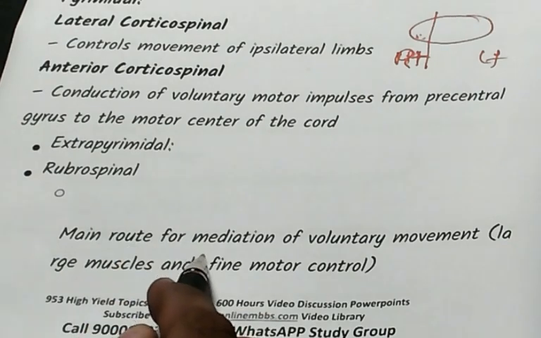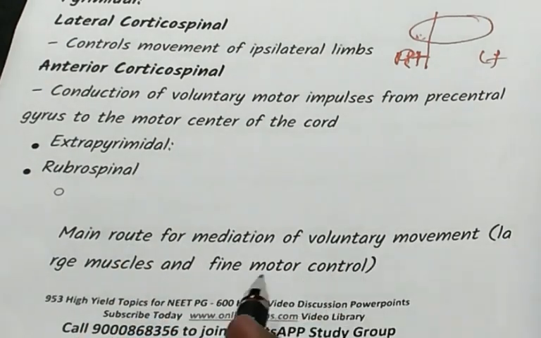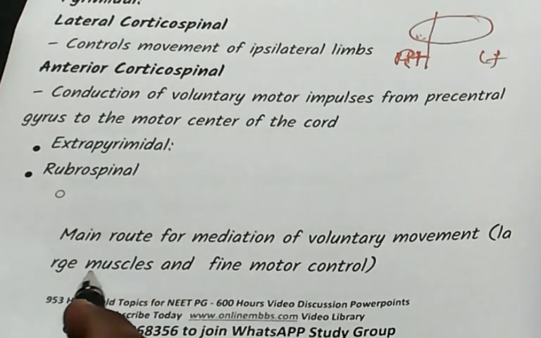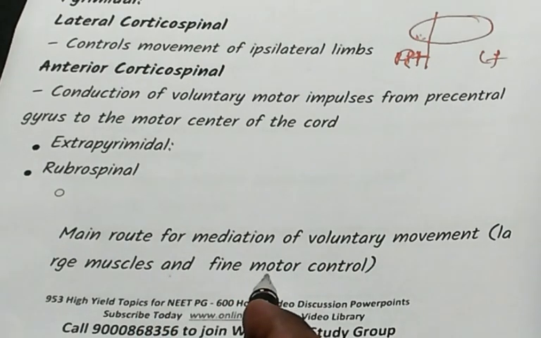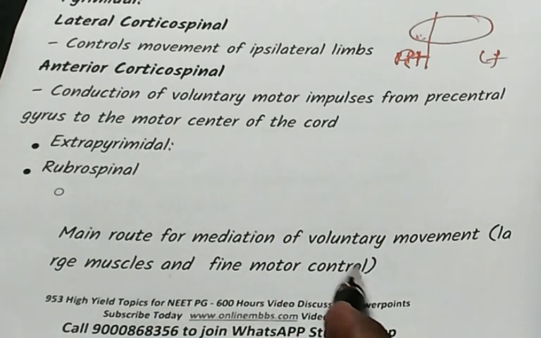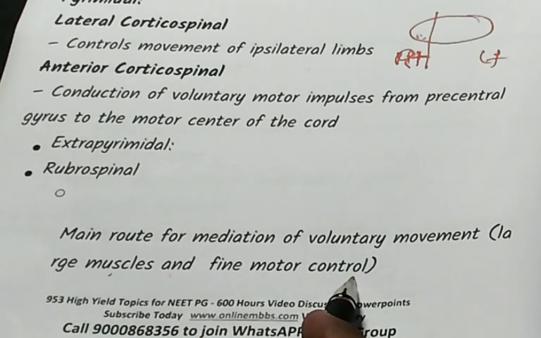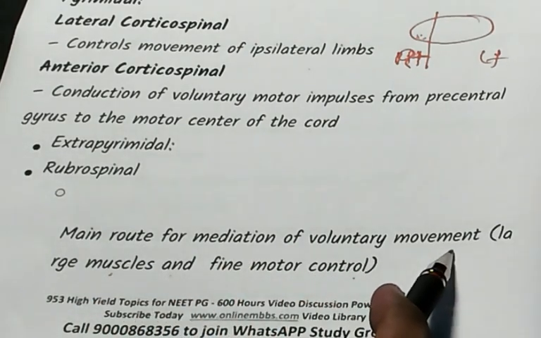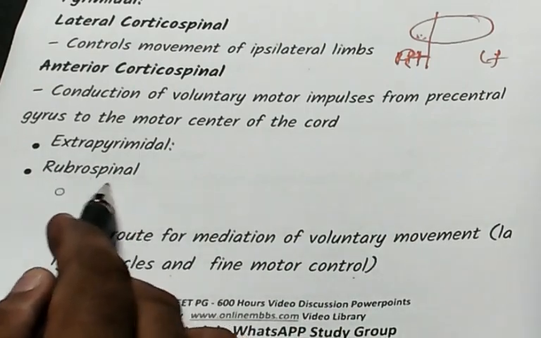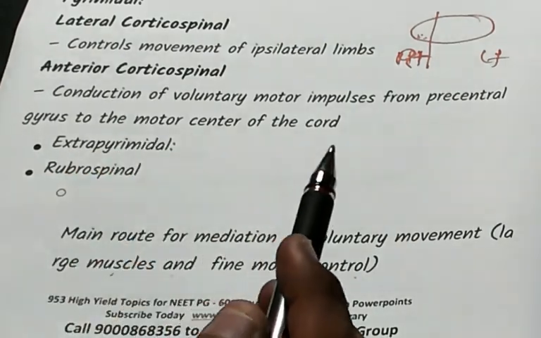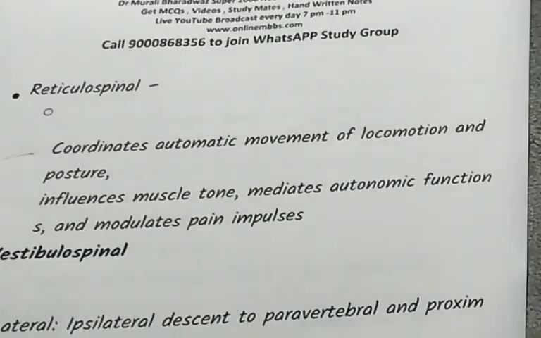And the main route for the mediation of the voluntary movement, especially large muscles, fine motor control, large muscles, not small muscles, is rubrospinal, which is an extrapyramidal tract. What is the next extrapyramidal, doctor?